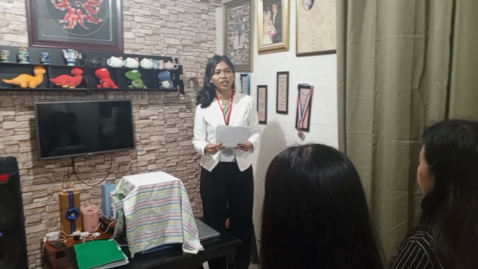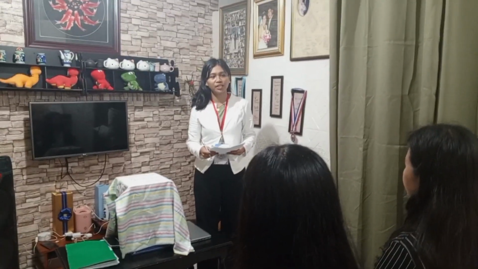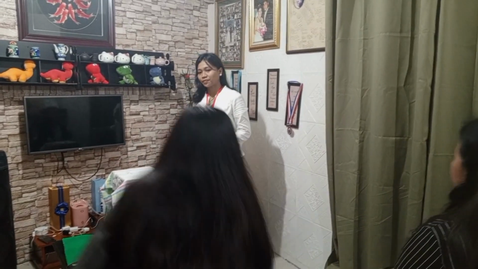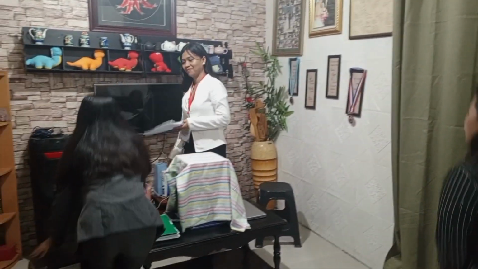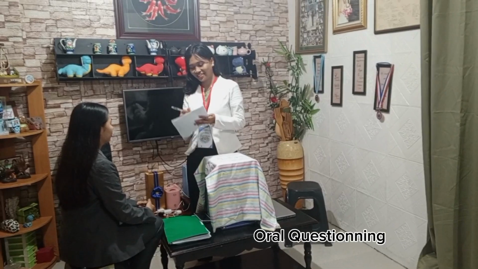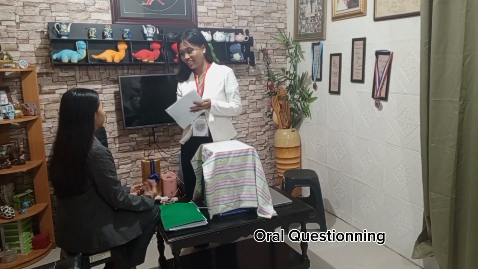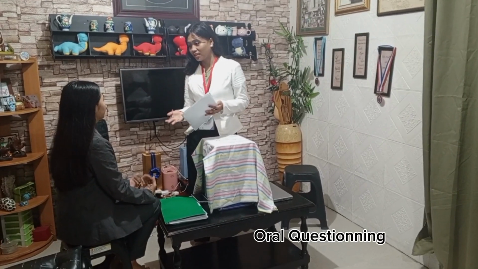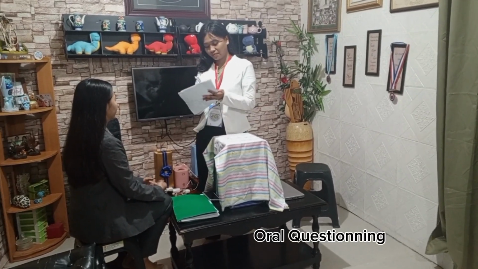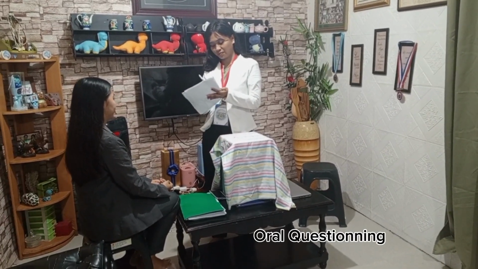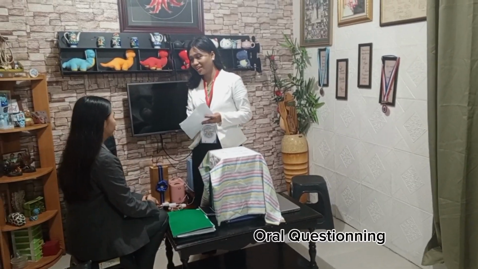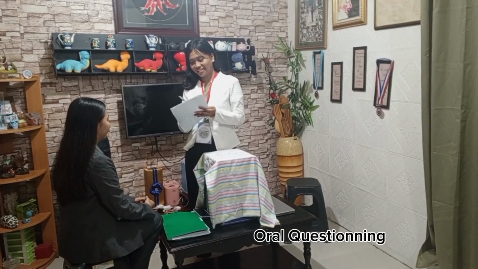For the oral questioning, I call on candidate number 1. Please proceed here. After the demonstrations, the candidate will be asked a series of questions. Candidate number 1 is able to answer all the questions asked by the assessor, while candidate number 2 is also able to answer the questions though some of his answers are incorrect.